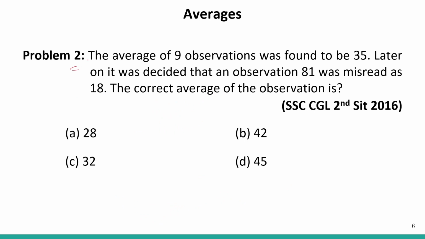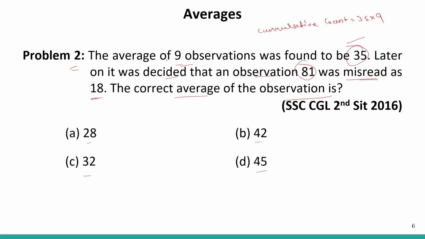So let's see problem number 2. The average of 9 observations was found to be 35. Okay, so the cumulative count is equal to 35 into 9, right? Later on it was decided that an observation 81 was misread as 18, and the correct average of the observations is it 28, 42, 45 or 32? Okay. So the average of 9 observations was 35, given. Later it was decided that the observation 81 was misread as 18.